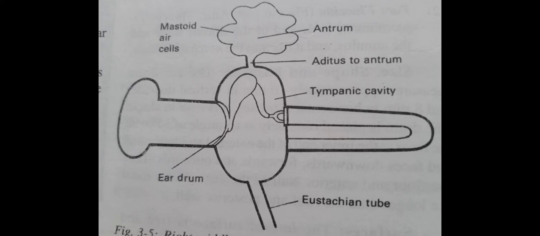There are some relations of the external auditory canal. Anteriorly to the external auditory canal, there is the temporomandibular joint. Then superiorly, there is the middle cranial fossa, and posteriorly there are mastoid air cells and the mastoid antrum.